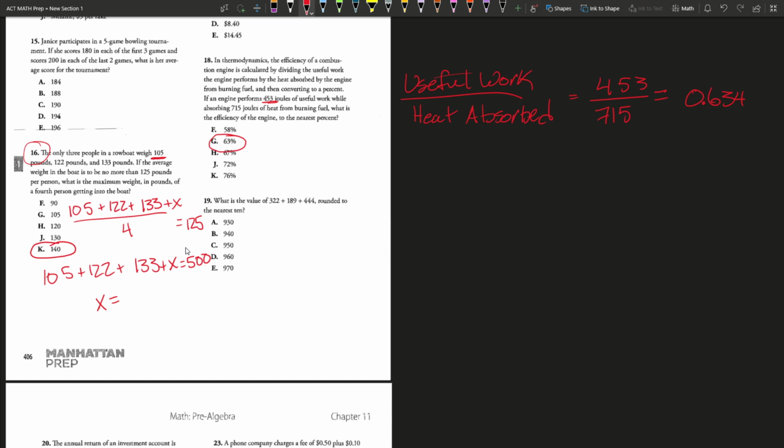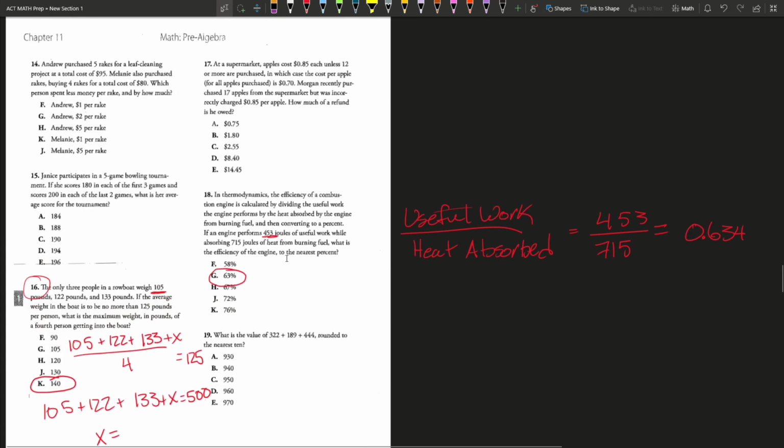Number 17. At a supermarket, apples cost 85 cents each unless 12 or more are purchased, in which case the cost per apple for all apples purchased is 70 cents. Morgan recently purchased 17 apples from the supermarket, but was incorrectly charged 85 cents per apple. How much of a refund is he owed?